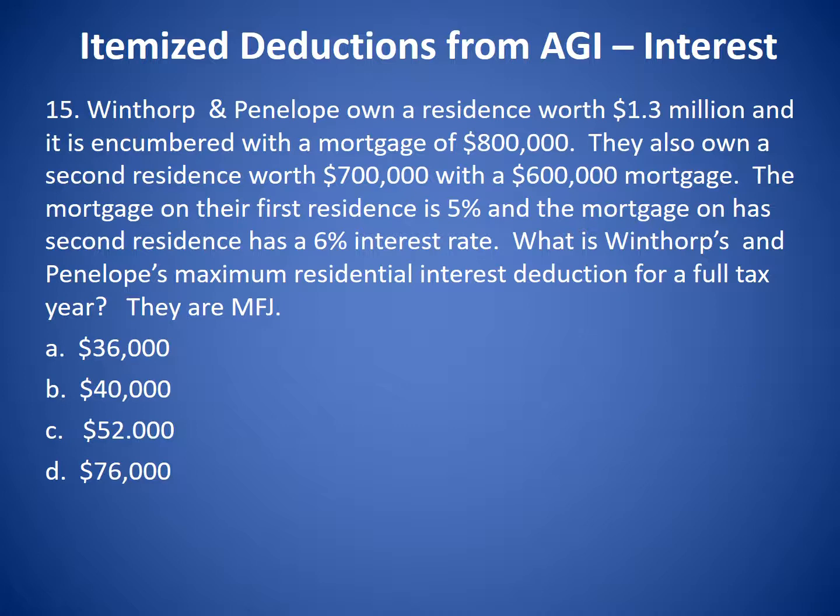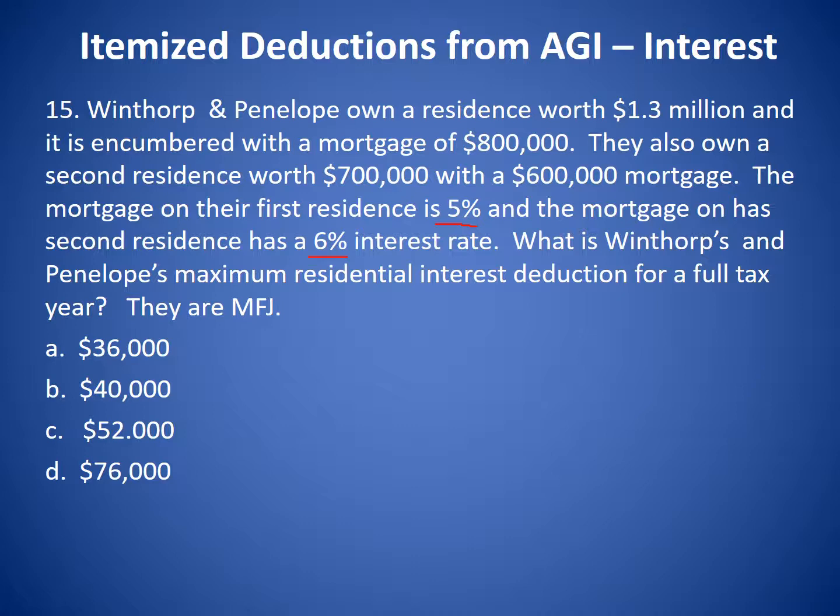Number 15. Winthorpe and Penelope own a residence worth $1.3 million, and that residence is encumbered with a mortgage of $800,000. They also own a second residence worth $700,000 with a $600,000 mortgage. The mortgage on their first residence is 5% and the mortgage on their second residence is 6%.